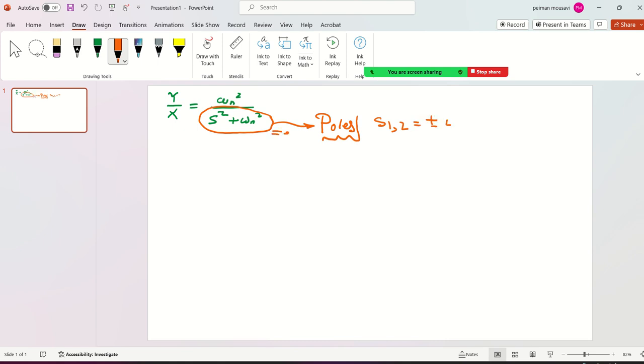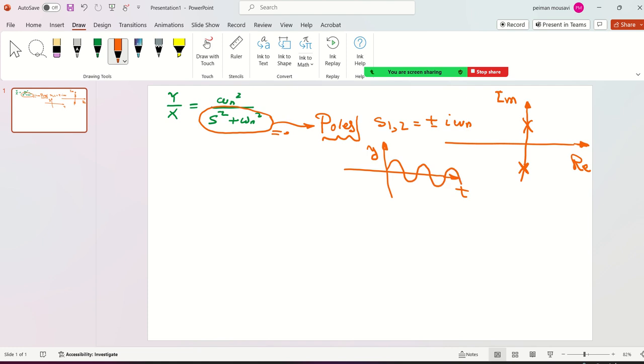Is a pair of pure imaginary poles. As I explained in the previous classes, if you look at your notes, in the complex plane, if this is the imaginary axis and this is real, you have a pair of pure imaginary poles. So if you remember, with any input to the system, if you want to plot y over t, you're going to see a harmonic response, because it's a marginally stable system.